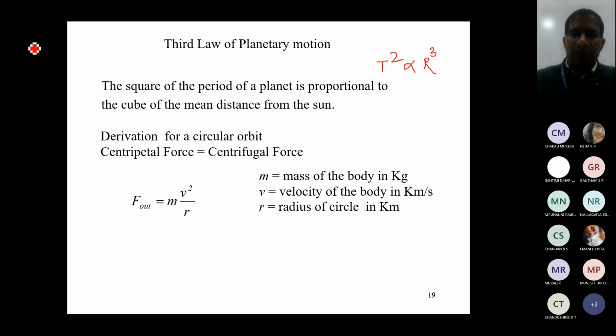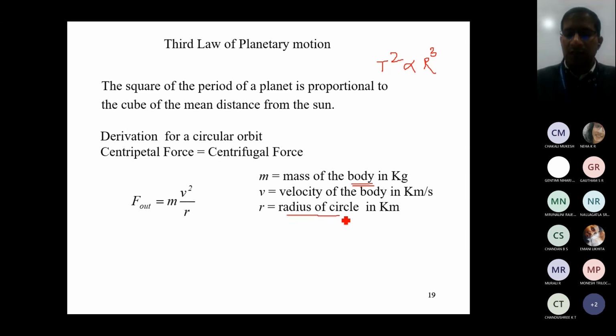This outward force we represent by mv square by r, where m is the mass of the body in kg. The body here is our satellite that is rotating, so m is the mass of the satellite in kg. Then v is the velocity at which the satellite is moving, and the unit I am taking here is kilometer per second. So mind the unit. Don't make a mistake in the unit, otherwise everything will become wrong. r is the radius of the circle in kilometer.